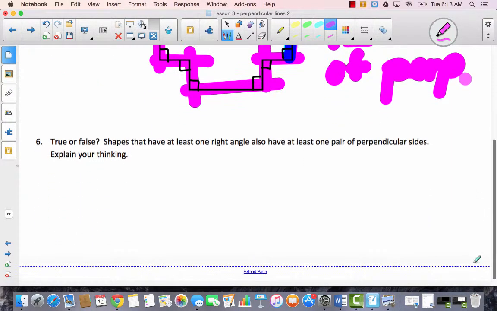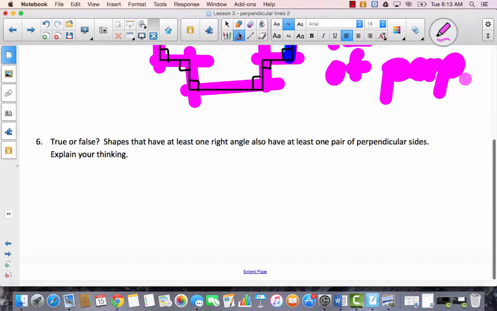All right, let's take a look at the very last question. True or false? Shapes that have at least one right angle also have at least one pair of perpendicular sides. Explain your thinking. I want you to go ahead and try to answer that, and then come back and we'll see if we have the same answer, okay?